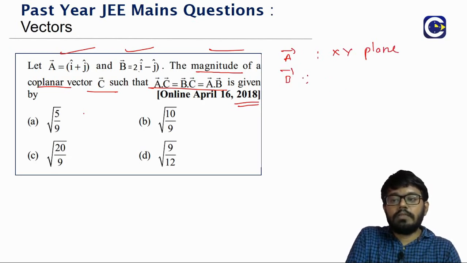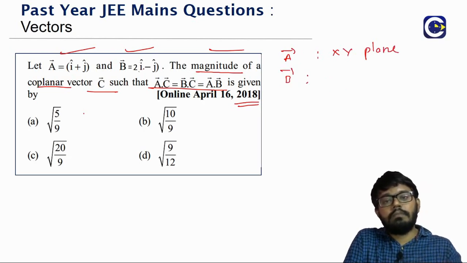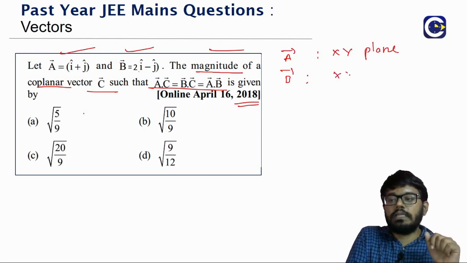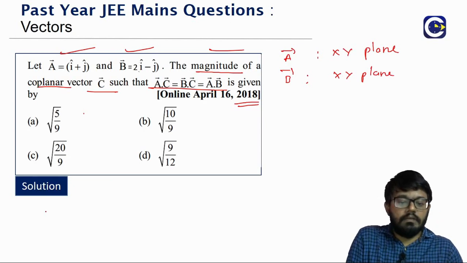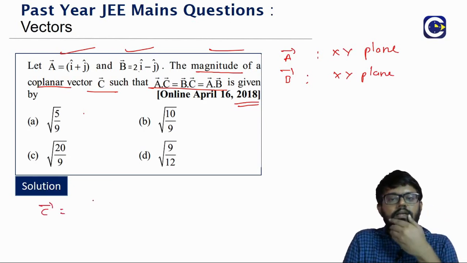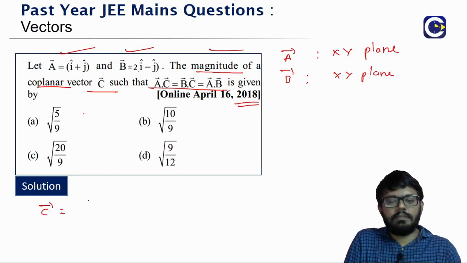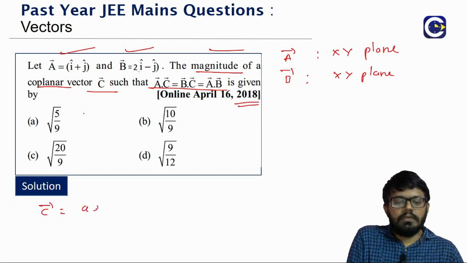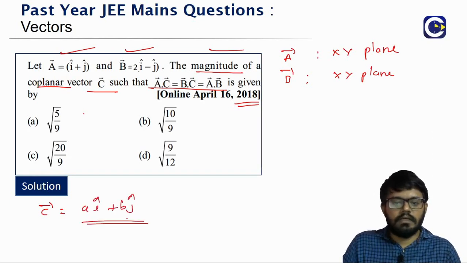Look at B bar. B bar also has an I component and a J component, which means it is also in the xy plane. So our C bar will definitely be in the xy plane. How can we represent any general vector? We can represent it as A into I plus B into J, where A and B are the I component and J component. We have to find them.